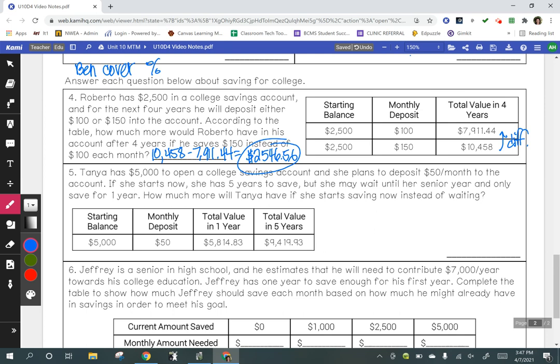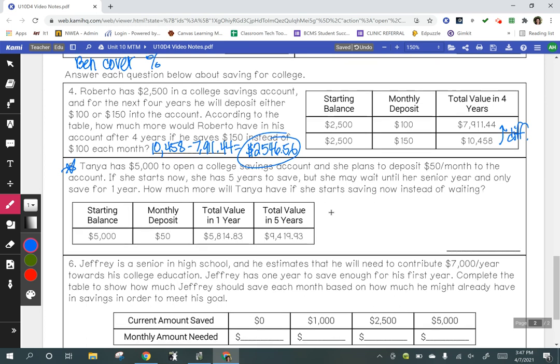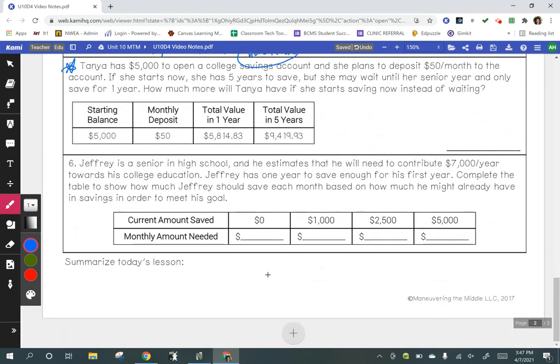Okay. All right. So you're going to try number 5, and you're going to learn about Tanya. So you need to read about Tanya, and then we'll do the last part of the last one together. Good luck. All right. Here's the last one, and I'm going to do part of it, and then you're going to do the last part. All right.